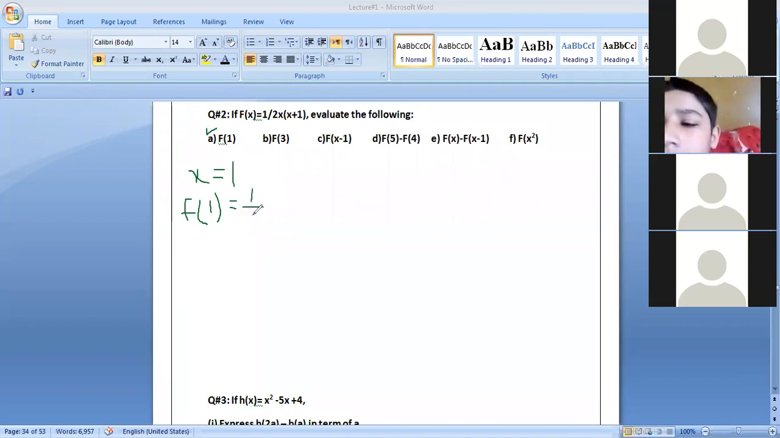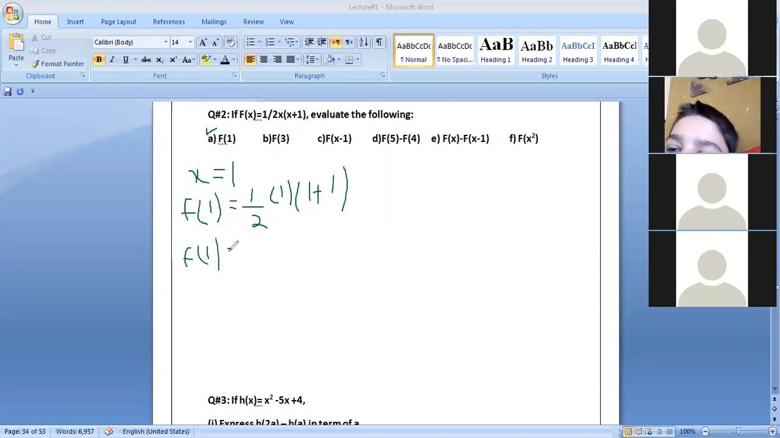In question it becomes 1 upon 2x. In place of x we will write 1. Okay, and then 1 plus 1. Is there any confusion class? यहाँ तक कोई problem? No. Okay, then we will write f of 1 is equal to 1 upon 2 times 1. You know, when we multiply any number with 1 we will write it as it is. जब भी हम 1 से कोई चीज multiply कराते हैं हमारे पास क्या आ जाता है? As it is answer आ जाता है.